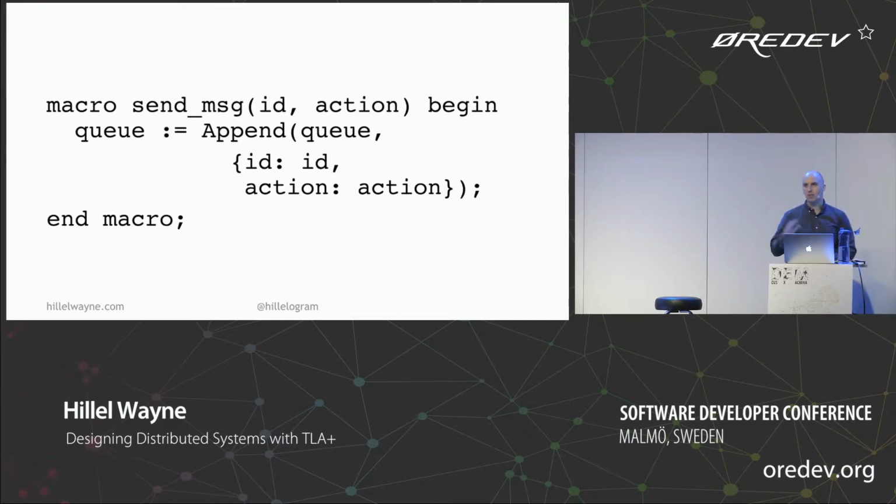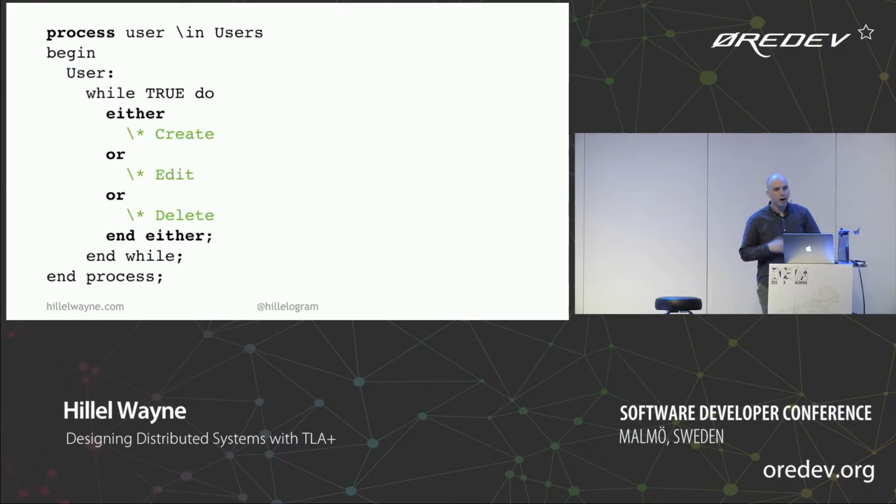Now, note that we could specify an invariant right now, that the queue only consists of valid messages. I'm not going to do that for simplicity, but that's pretty straightforward to do. Finally, we have our agents. The first agent I'm going to create is a user agent. We call these processes. This represents a single user doing whatever they want to the system. In this case, the user can create, edit, or delete. I'm going to expand those three soon, but what I want to focus on first is this either statement. Either expresses non-determinism.